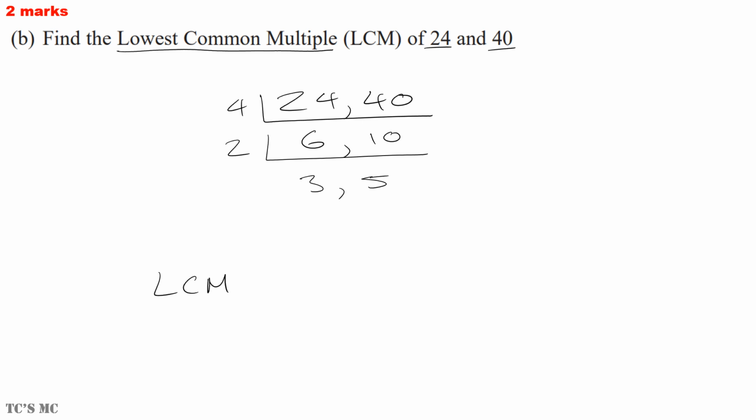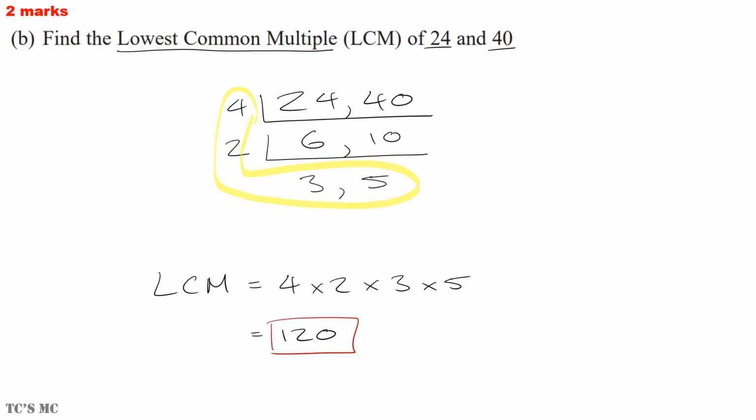For the lowest common multiple, we need to multiply the L shape on the outside. So we need to do 4 multiplied by 2 multiplied by 3 multiplied by 5. And we get 120. And that is our 2nd mark.